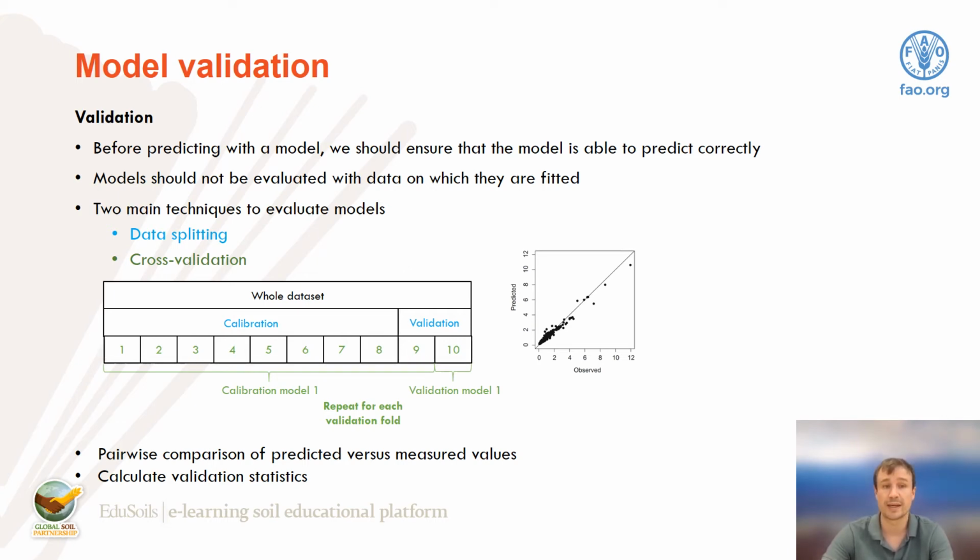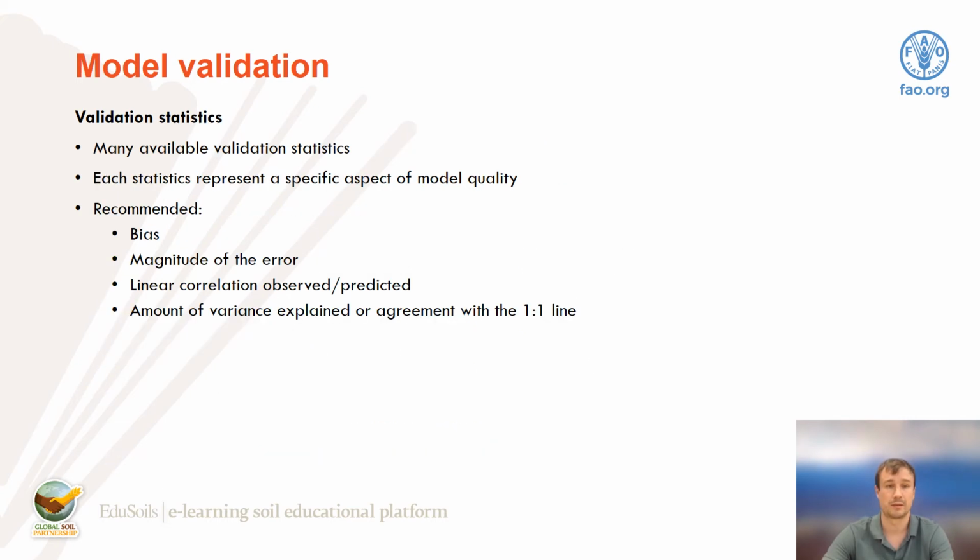And as before, we can then plot the values of the prediction against the values of the observation in a scatter plot. This is what you see here in this figure. And we can also calculate validation statistics that assess the overall model prediction quality. So we need validation statistics that tell us, on average, how good the model prediction is. There are many validation statistics that we could use, and each of these statistics represents a specific aspect of the prediction. So usually we report a set of about 4 validation statistics that represent different aspects of the model prediction.